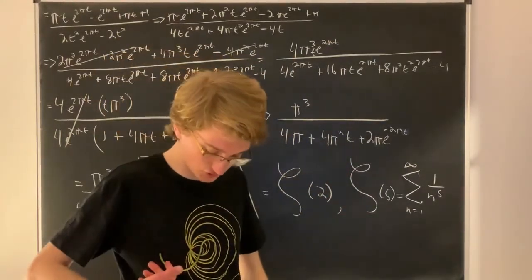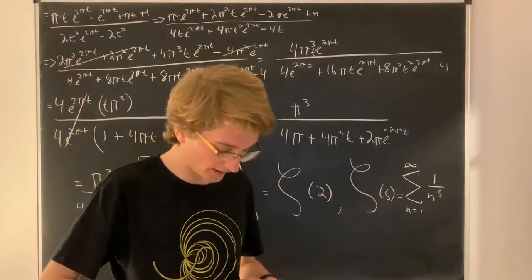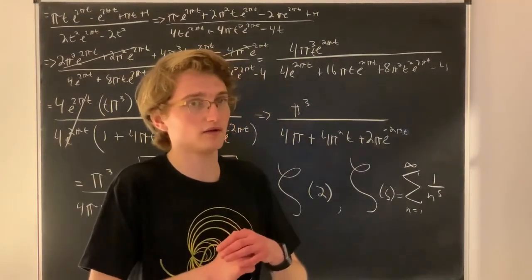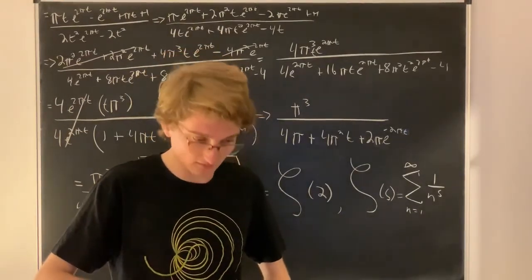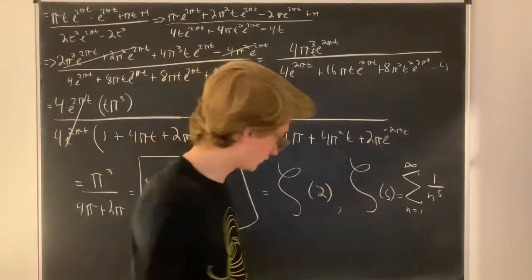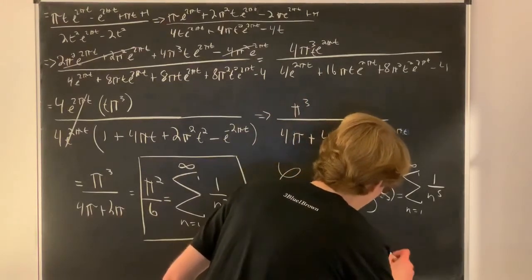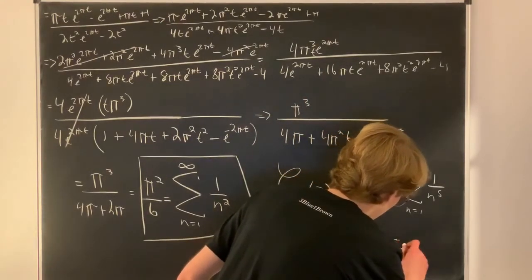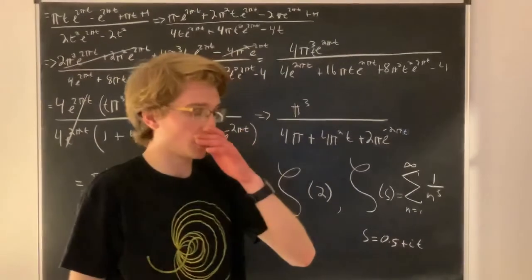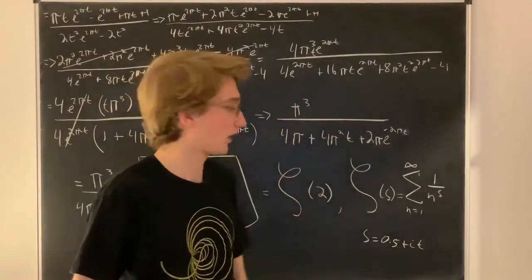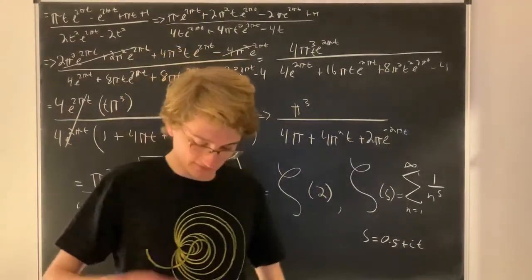But the idea with this shirt, I think it's really cool, is if we plug in the input 1/2 plus it, the Riemann hypothesis was that all non-trivial zeros will occur when s is equal to 1/2 plus it. That will give us our non-trivial zeros. And this is what that looks like.